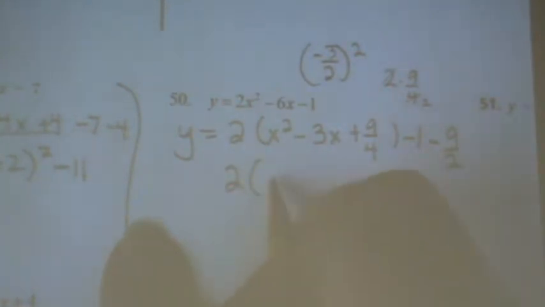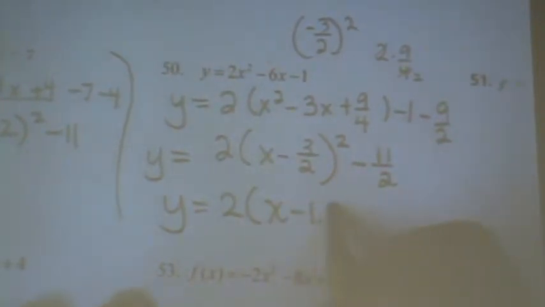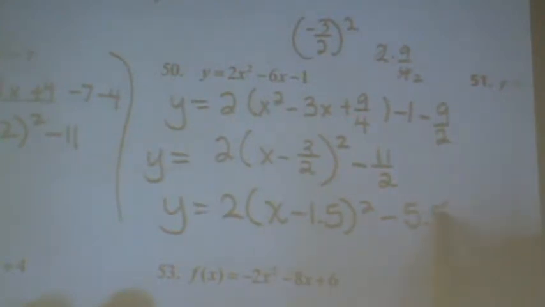So when you factor this, you get x minus 3 halves. Remember, half of this is what goes here, squared. Some people will convert these to decimals, and you can just make that negative 2/2, which negative 2/2 minus 9/2 is negative 11/2. So if you leave it with fractions, that's your answer. If you converted it to a decimal, it's 1.5 here and negative 5.5.